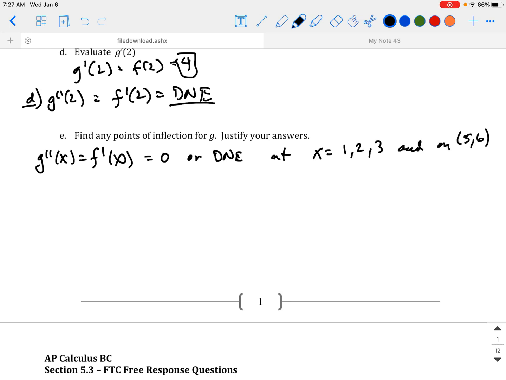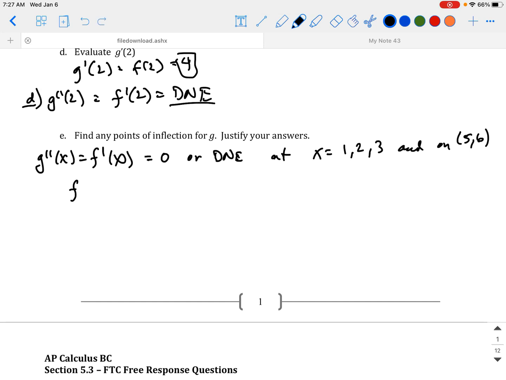But our inflection point has to be at a point, right? So we don't need to actually worry about 5 to 6 then, because it's a completely constant function. We also don't need to worry about 0 to 1. So we could cross out the 1 value. That one's not going to count either. But we'll note we just need to show where it's changing sign.